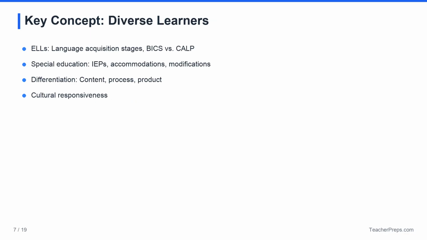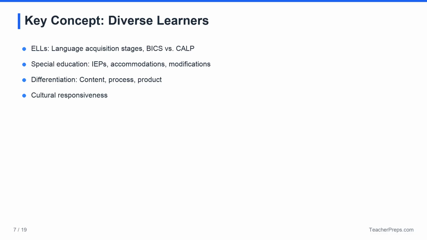Working with diverse learners is critical for this exam. For English language learners, know the stages of language acquisition. Remember that social language, or BICS, develops faster than academic language, or CALP. For students with disabilities, understand IEPs and the difference between accommodations and modifications.